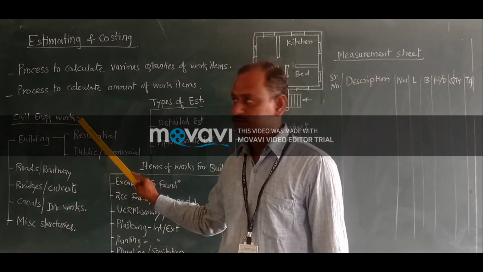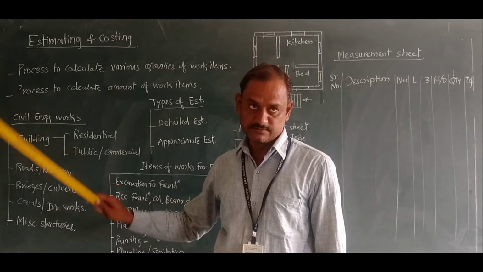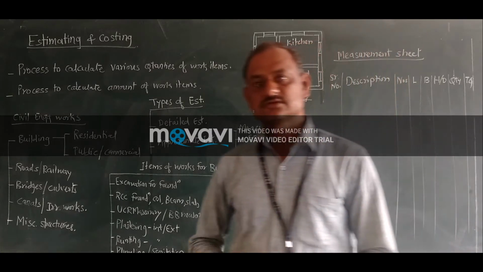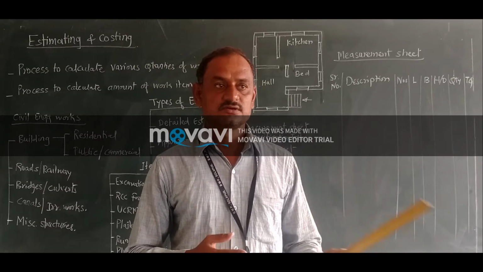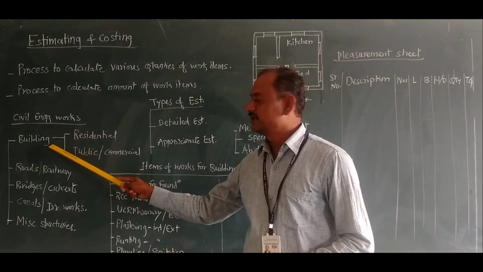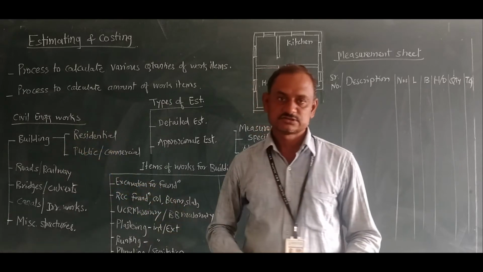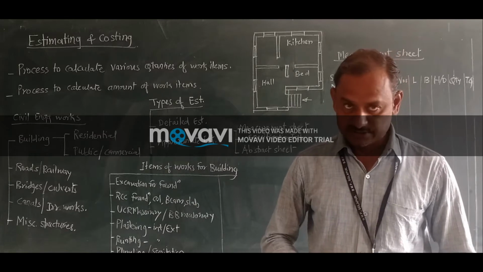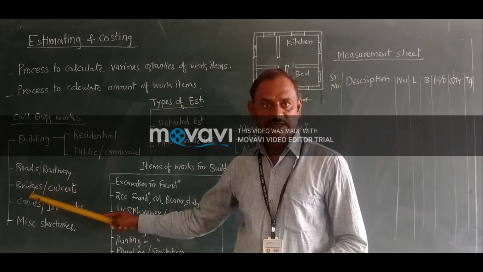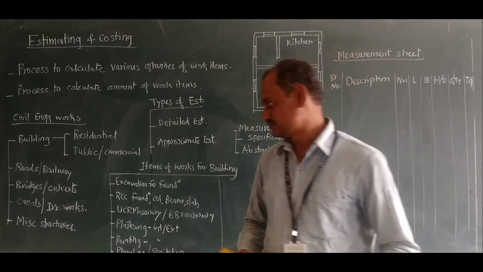Which are those civil engineering works? The basic and most important work is building. A building is a structure that is categorized in two types. One is load bearing structure and the other one is framed structure. Again the building has two types, mainly residential and second one is public or commercial types of buildings. Then roads, railways, bridges, culverts, that are also parts or components of the roads or railway structures.